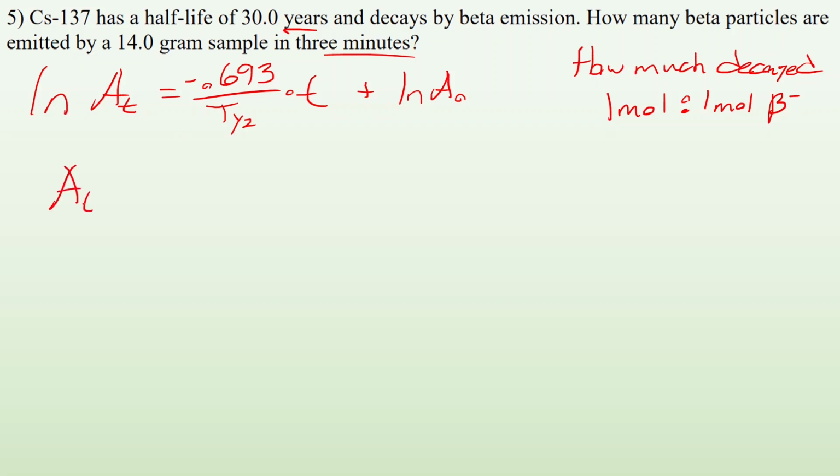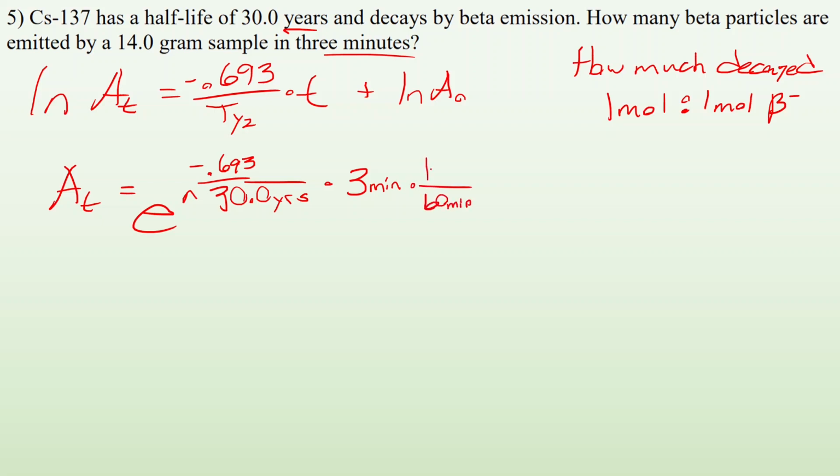So the amount at some time equals e to the negative 0.693 over T1/2 of 30 years times my time, which is 3 minutes, which I gotta fix because it needs to be something related to years. So I know that there are 60 minutes in 1 hour. I know that there are 24 hours in 1 day.